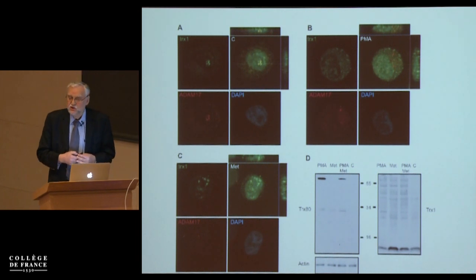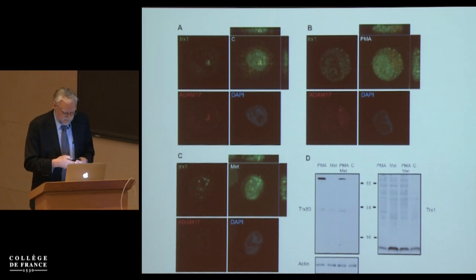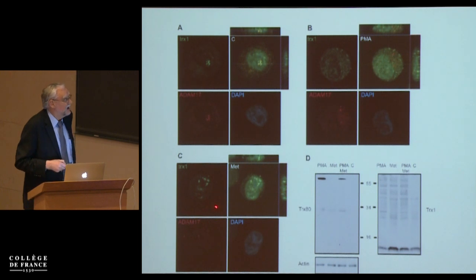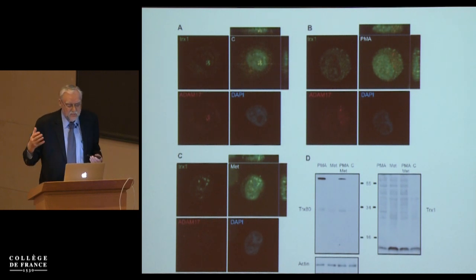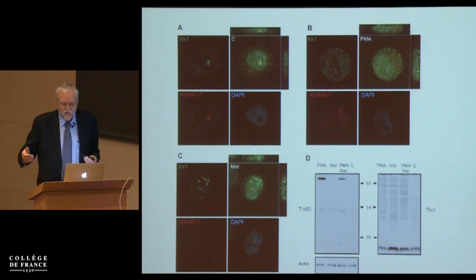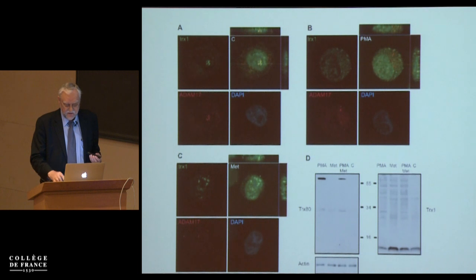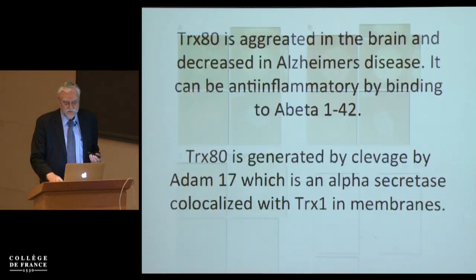Now, the cleavage of thyrodoxin 80 comes out as an alpha secretase cleavage with ADAM17. ADAM17 is an alpha secretase which one can show here is in membranes, connected to where thyrodoxin is, and there are also inhibitors used here to do this.